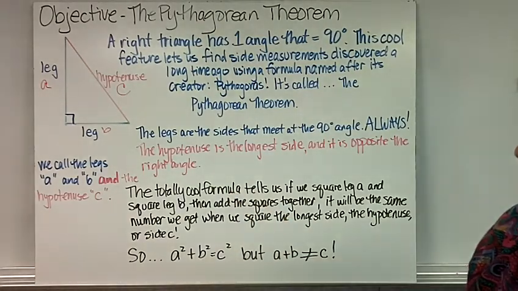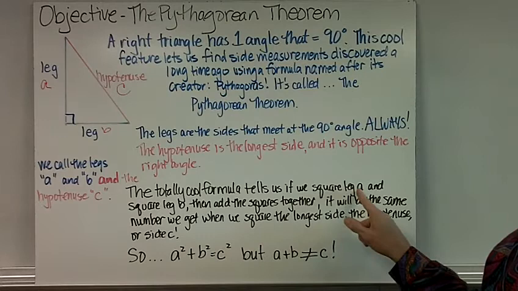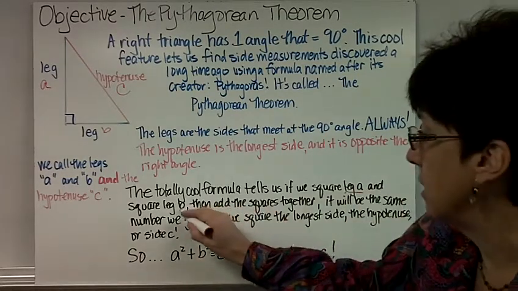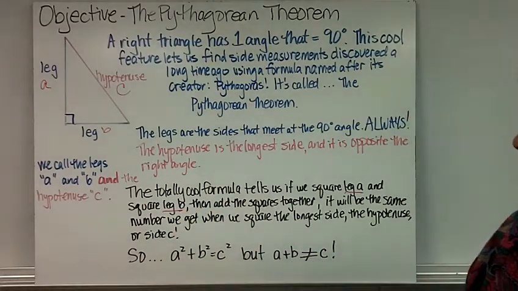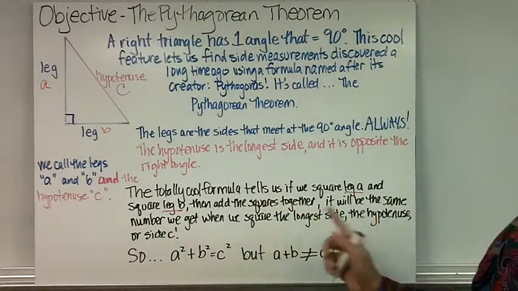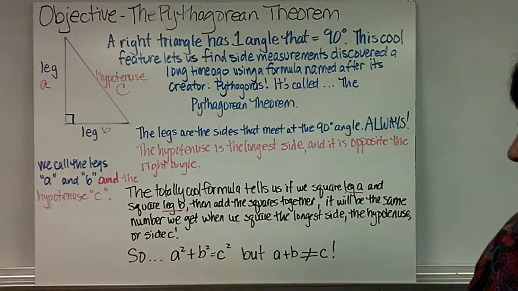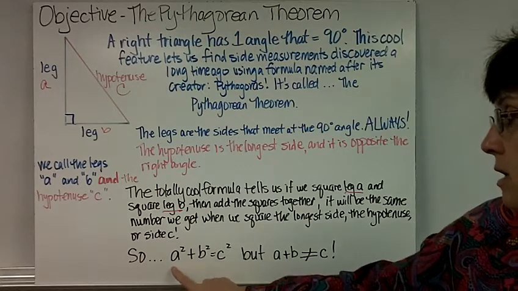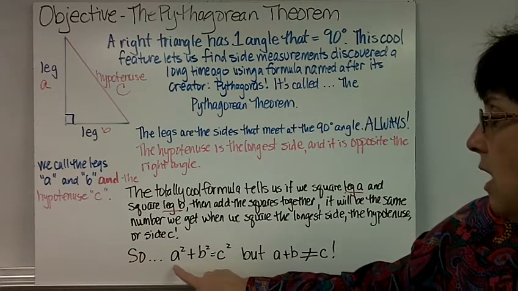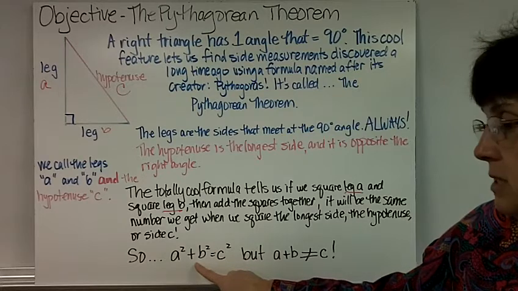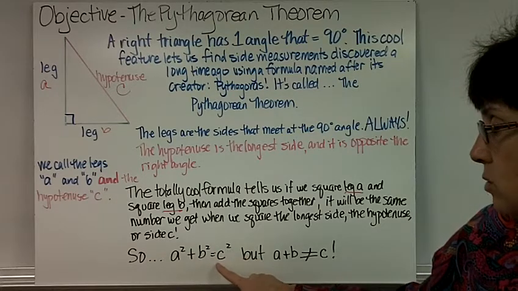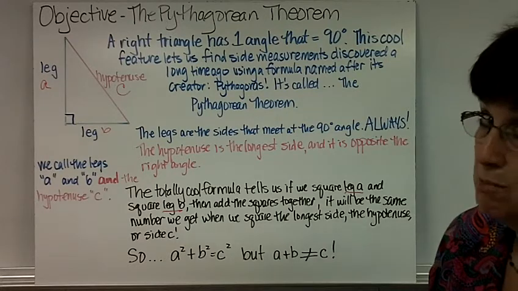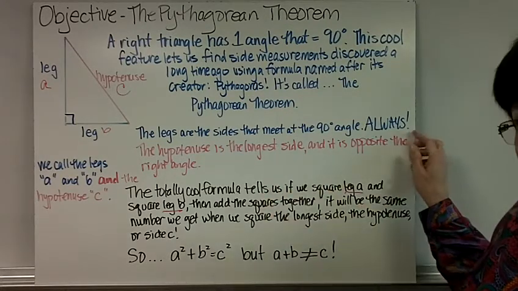So the formula tells us if we square leg A and square leg B, the lengths of those legs, and then add those squares together, it will be the same number we get when we square the longest side, the hypotenuse. So this is what I'm saying in a formula: the side A squared plus the side B squared equals the side C squared, okay? But A plus B does not equal C. You have to square the sides.